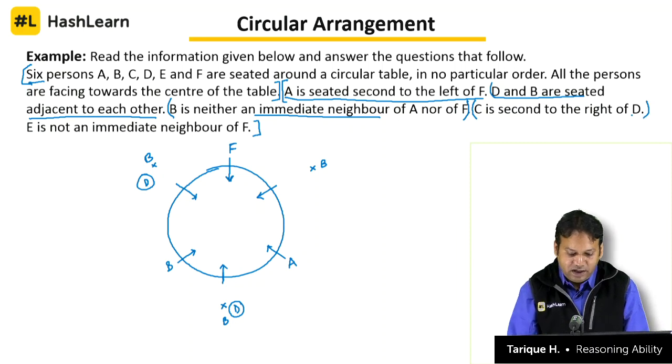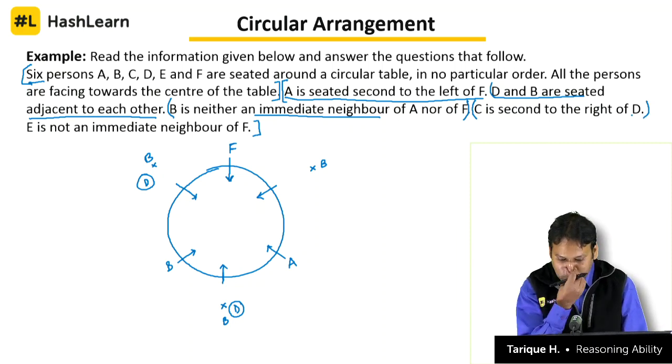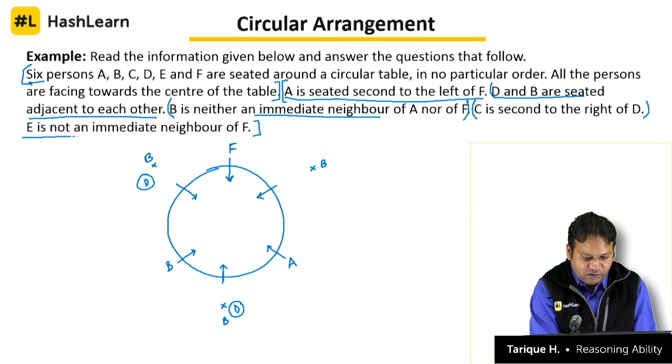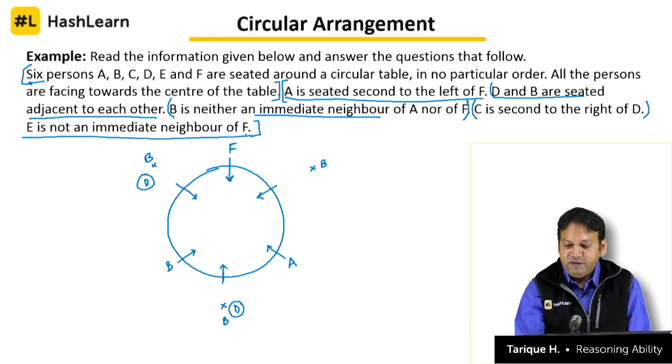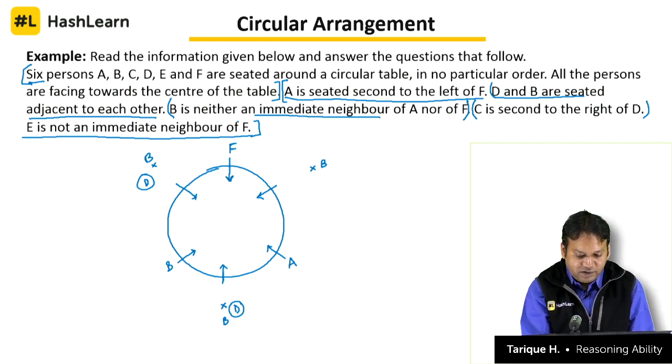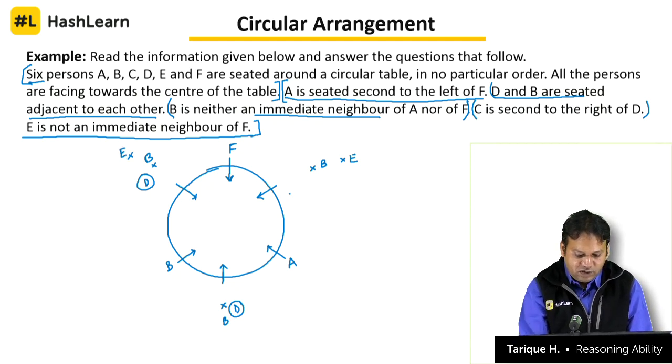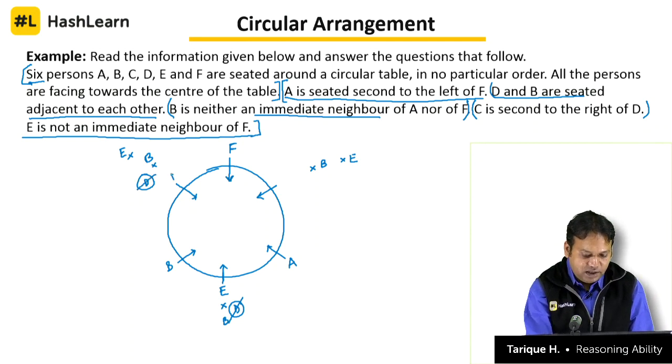C is to the second right of D. Also we know E is not an immediate neighbor of F. Because we don't know where D is, we can't do much about C. That means E cannot be here next to F. Similarly, E cannot be here also. So these two positions E cannot take. A and B have already occupied these two positions. That means E can take only this position. D cannot be here. E will be here, and that means D will be here, and that's final.